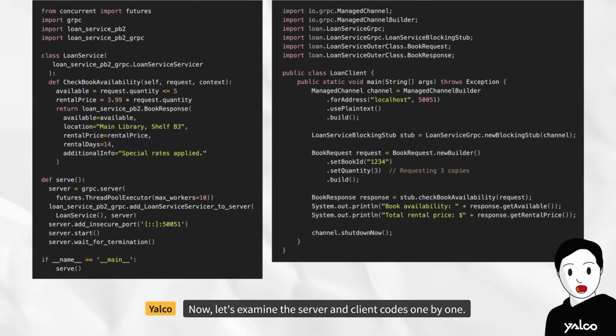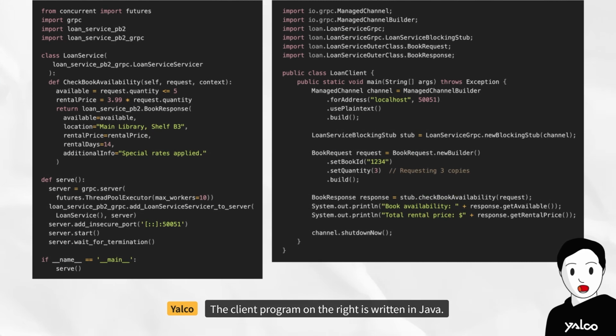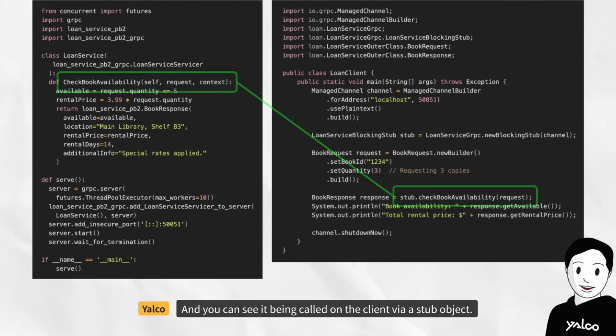Now, let's examine the server and client codes one by one. The server code on the left is written in Python. The client program on the right is written in Java. The check book availability we have just seen in the .proto file is defined as a function on the server, and you can see it being called on the client via a stub object.